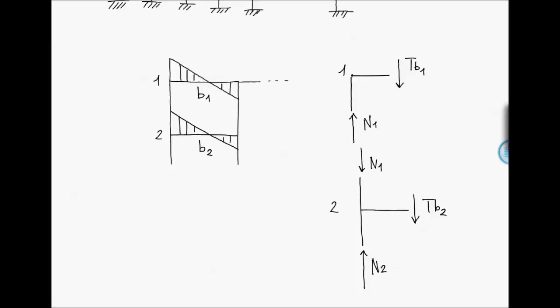So basically we can determine the axial forces on the column by equilibrium. N1 we have seen is equal to TB1 and N2 is equal to TB1, that is N1, plus TB2. So this is the way in which we can find the axial force on the column.